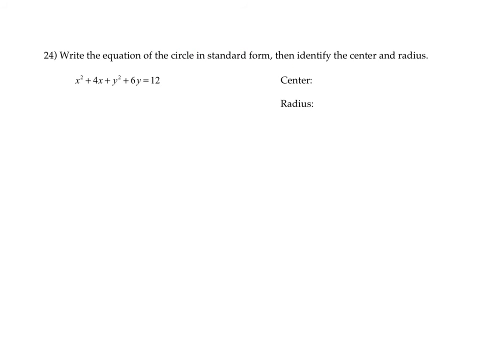Okay, so on to the last one. It says write the equation of the circle in standard form, then identify the center and the radius. So your first goal, my friends, is to give me an equation in this form: (x minus h) squared plus (y minus k) squared equals the radius squared. The process that we go through is completing the square.